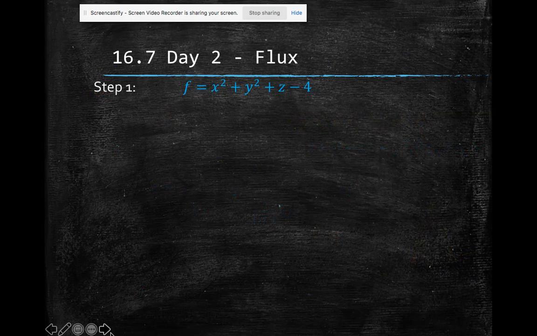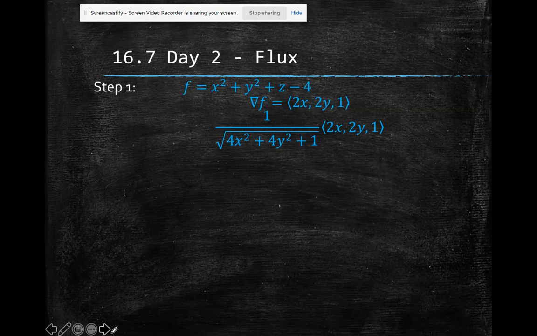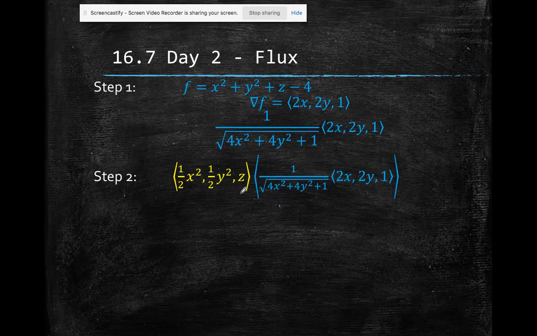All right, so let's go. Step 1, I needed to set z equal to 0 and rename it little f. Find the gradient of f, partial x, partial y, partial z. Normalize it: square root of the partials squared. Step 2, dot product.